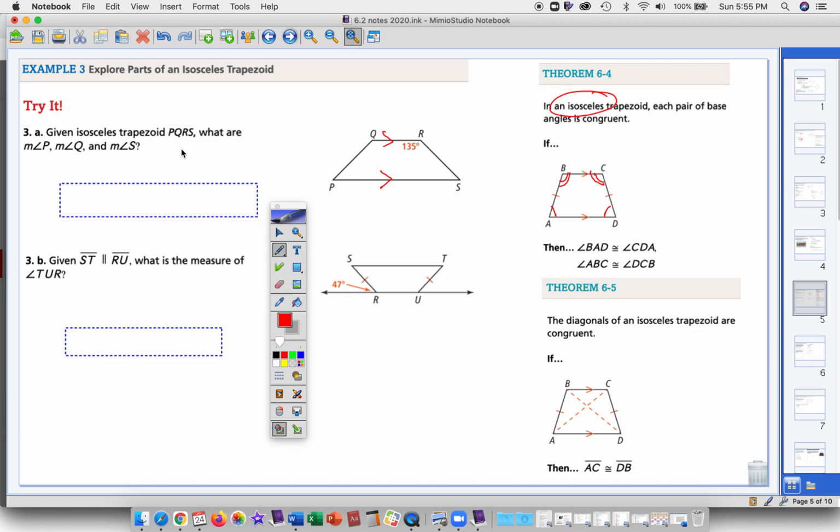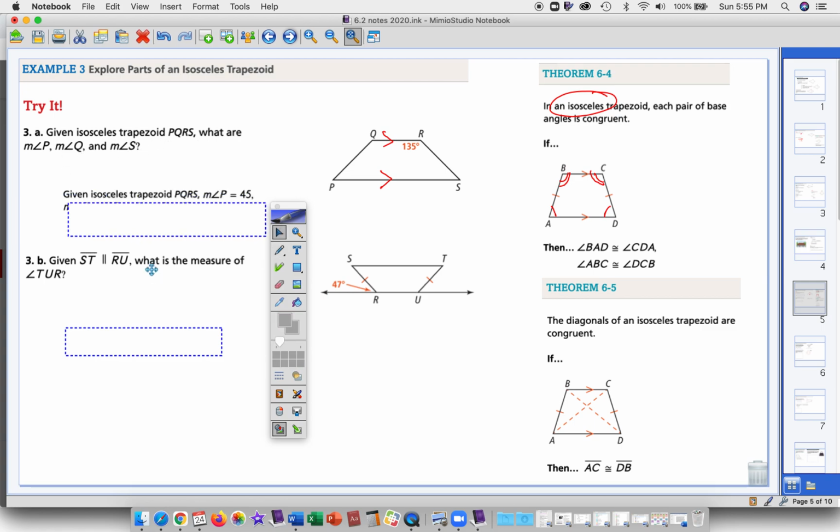Okay, so the measures of angles P, Q, and S. Hopefully you got 45, 135, and 45, because remember we have congruent angle pairs. So this angle is the same. Q is the same as R, and P is congruent to S. Because of the fact we have parallels, do you remember the name of this angle pair? Consecutive interiors, right, which are supplementary.